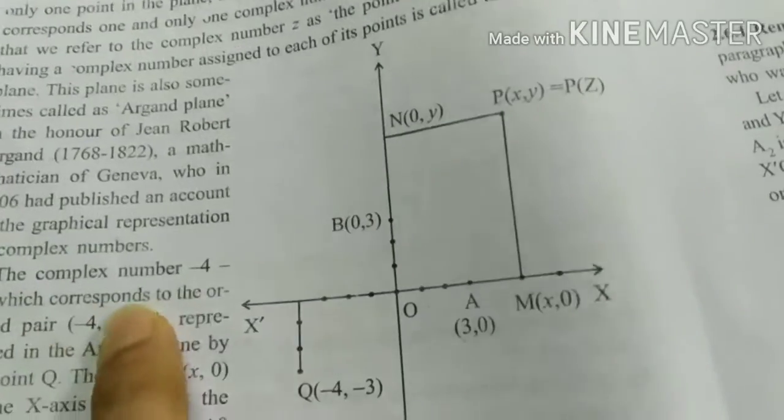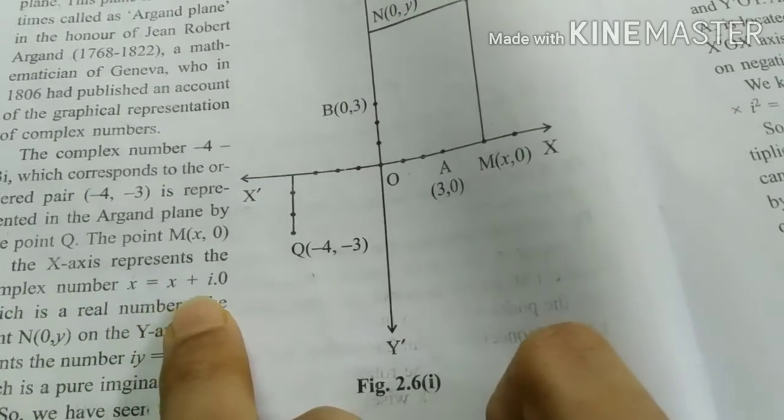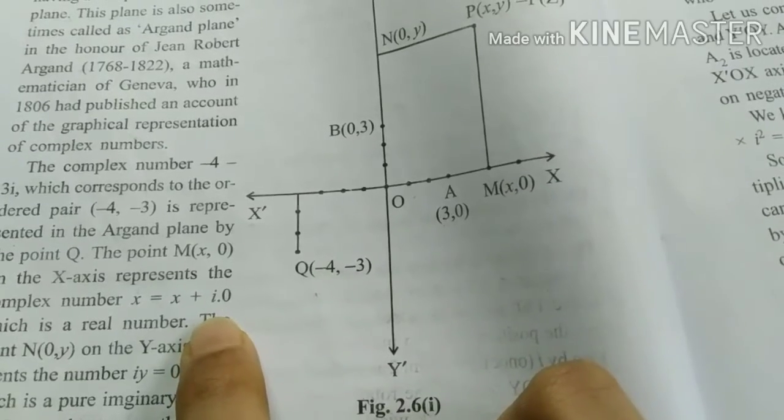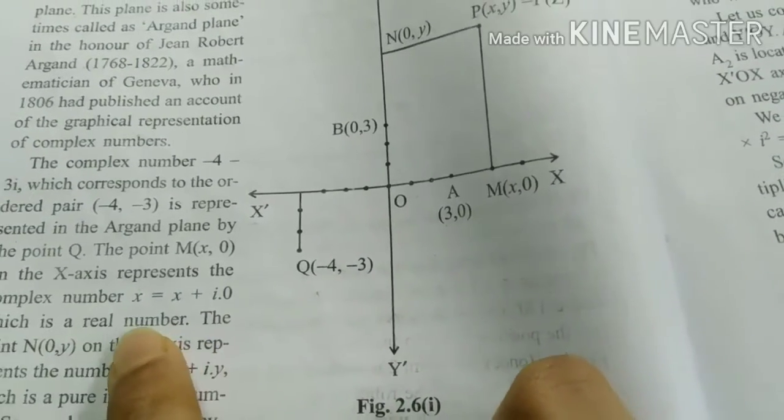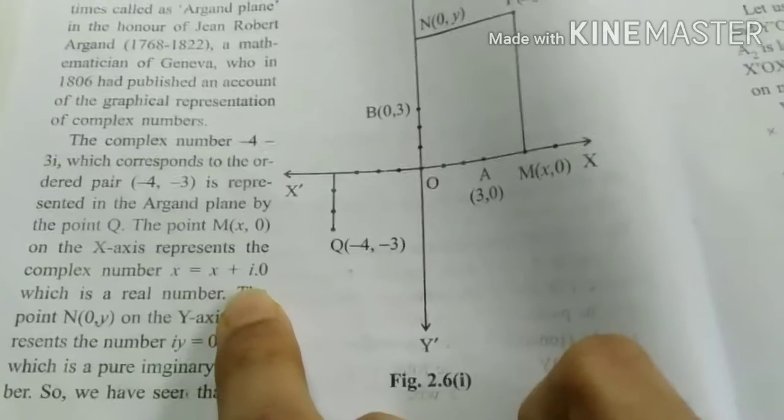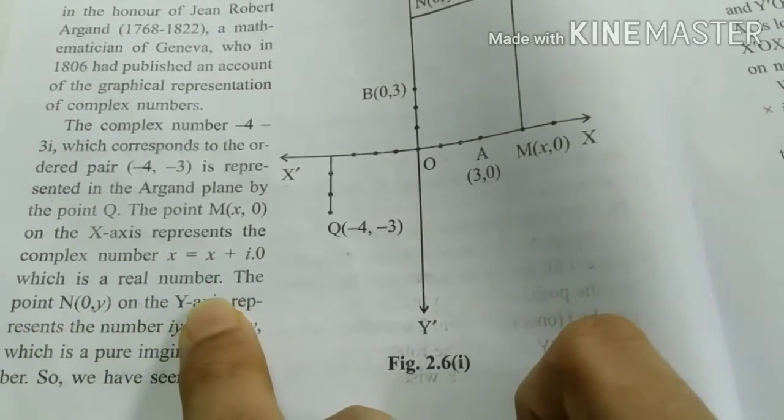So the complex number minus 4 minus 3i, which corresponds to the ordered pair (-4, -3), is represented in the Argand plane by the point Q. The point M(x, 0) on the x-axis represents the complex number x, which is x plus i times 0, a real number.